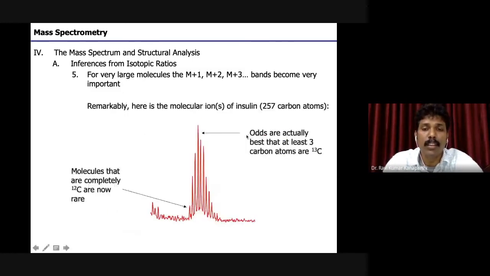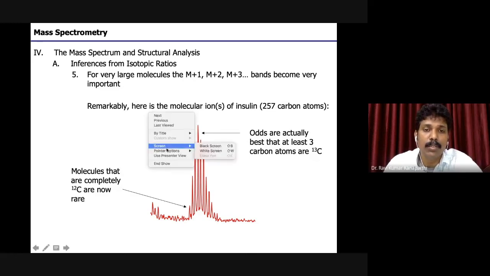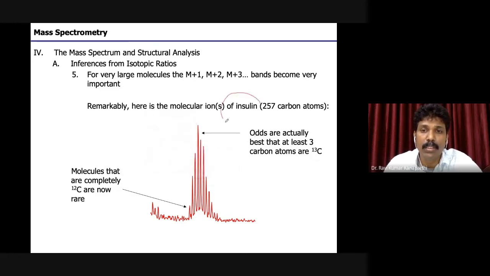If you want more details about that, you can read the Silverstein textbook. And this is a really interesting example. There is a molecule, insulin. Insulin has 257 carbon atoms. In this case, your molecular ion will be here, and then the M+1 peak of insulin will be much higher, because it has a huge number of carbon atoms, and accordingly they will contribute. In that case, it will be even higher.